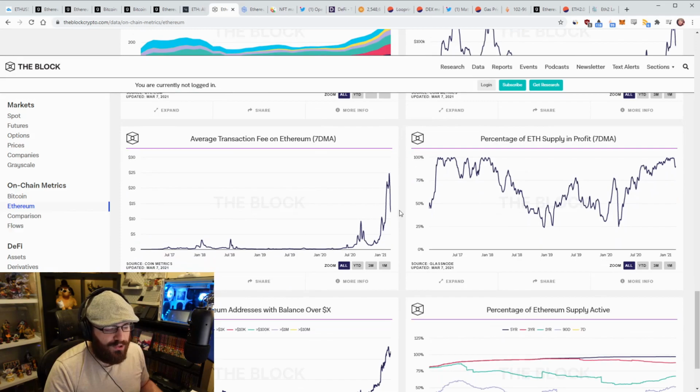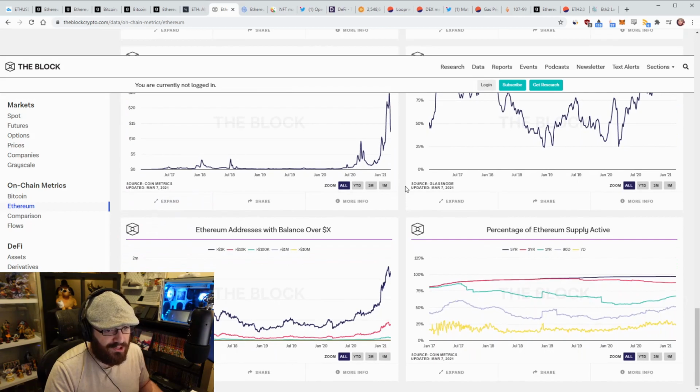We scroll down a bit more, you can see the transaction fees. Obviously, they were very big in February. They have come down lately because the market has kind of come down.